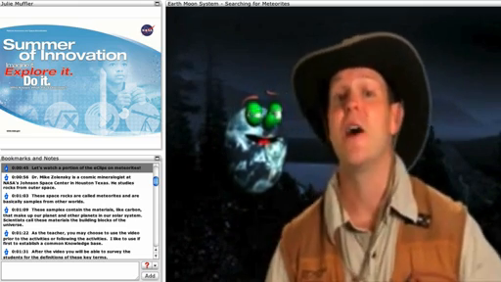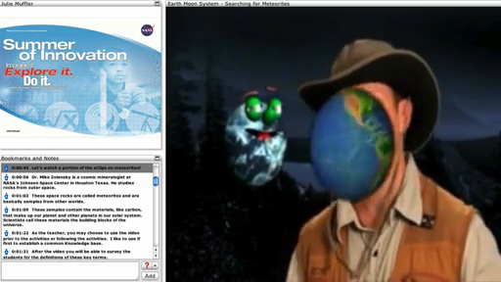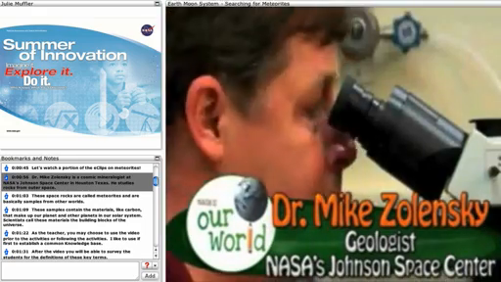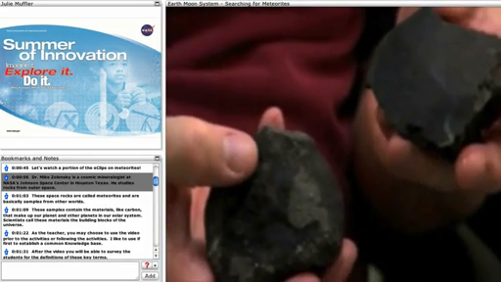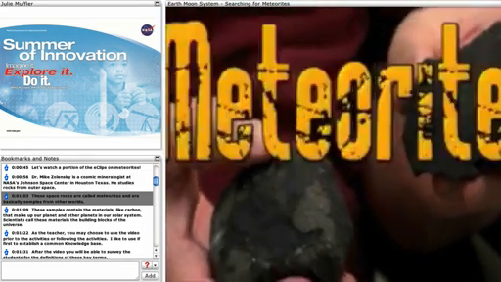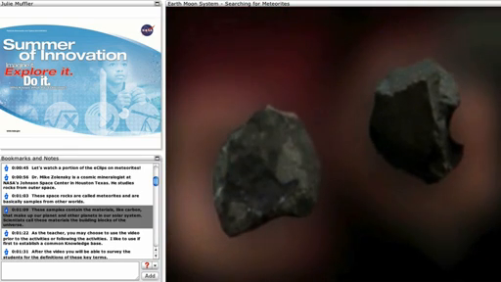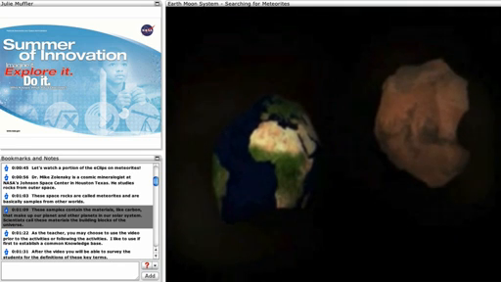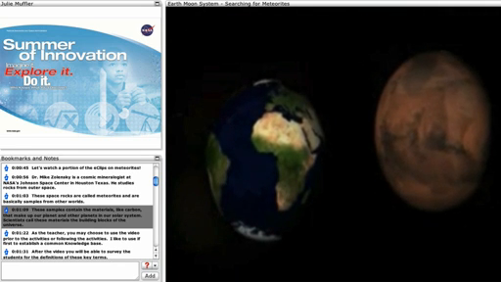Today we're going to learn about how NASA's been studying meteorites and comet dust to learn more about our world. Dr. Mike Zielinski is a cosmic mineralogist at NASA's Johnson Space Center in Houston, Texas. He studies rocks from outer space. These space rocks are called meteorites and are basically samples from other worlds. These samples contain the materials, like carbon, that make up our planet and other planets in our solar system. Scientists call these materials the building blocks of the universe.